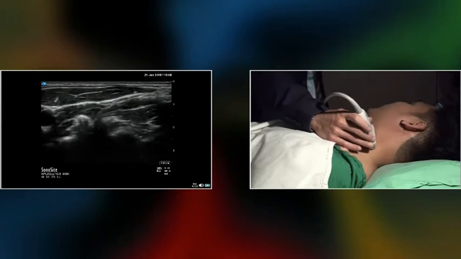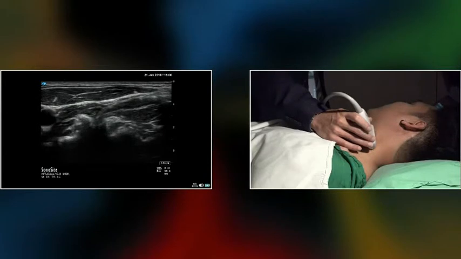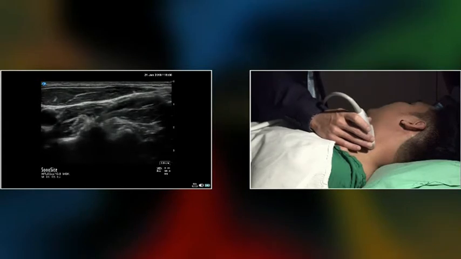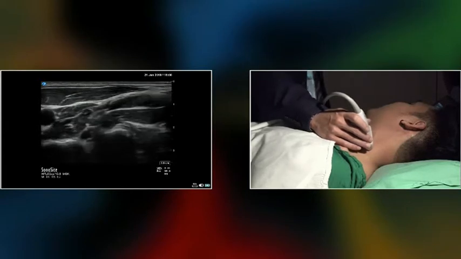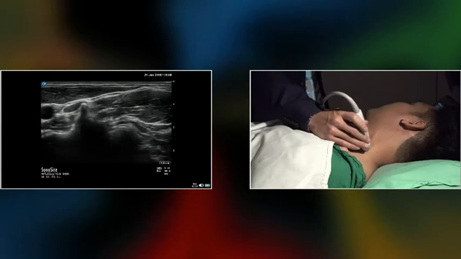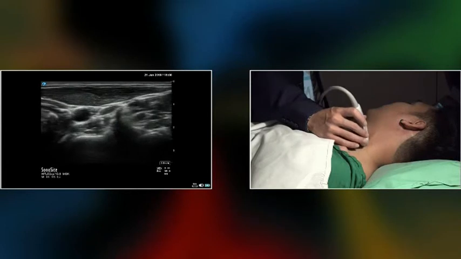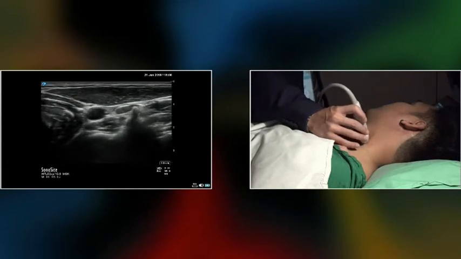Chassaignac. Okay, and the next one is C5. The anterior tubercle and the posterior tubercle are quite equal in size, so this is C5. Move downward, and you can see this is C6 here.